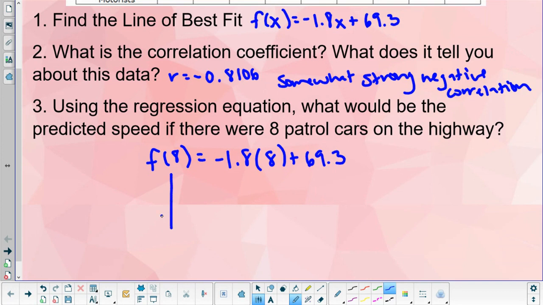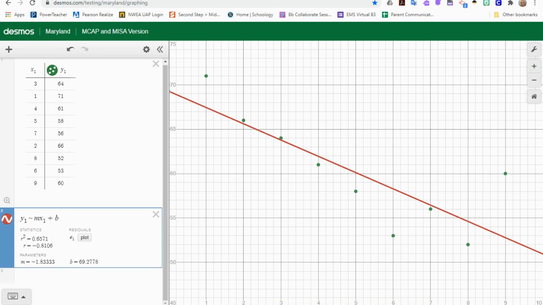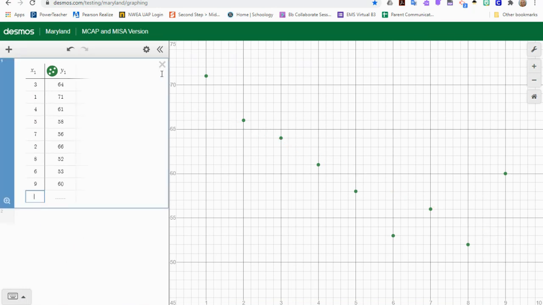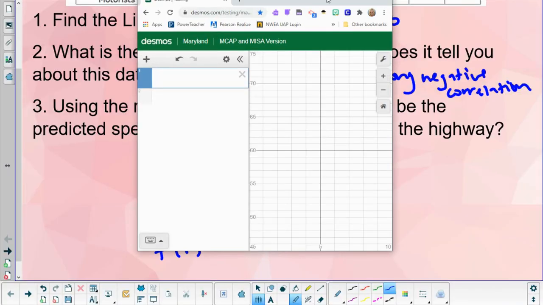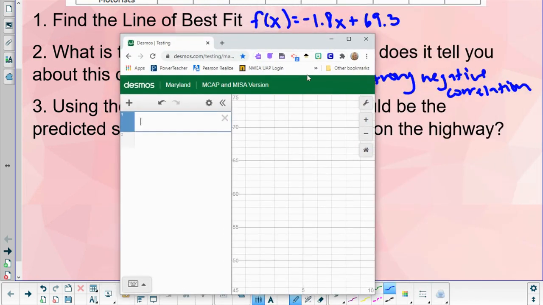All right, remember this side is just the name, so we're going to keep that. And if I type all of this in my calculator, I should be able to get my answer. Now, if you don't have the scientific calculator, you can get it on Schoology, or you could use this graphing calculator to help you as well. So let me go ahead and minimize so we can see the equation we're putting in. All right, so I can type it in right here: negative 1.8, parentheses, we're substituting 8 in for x, plus 69.3.